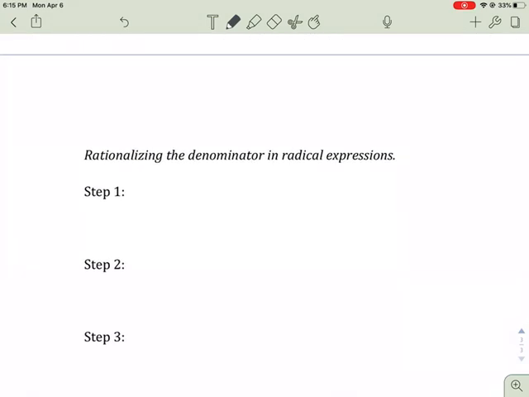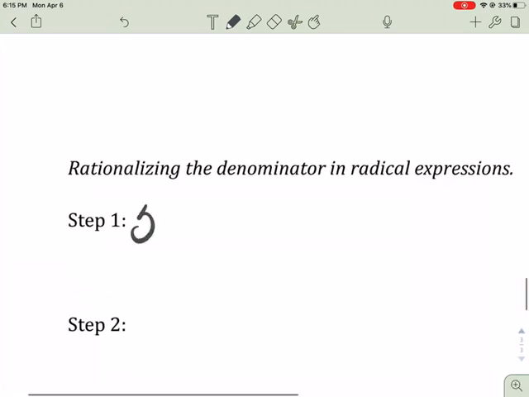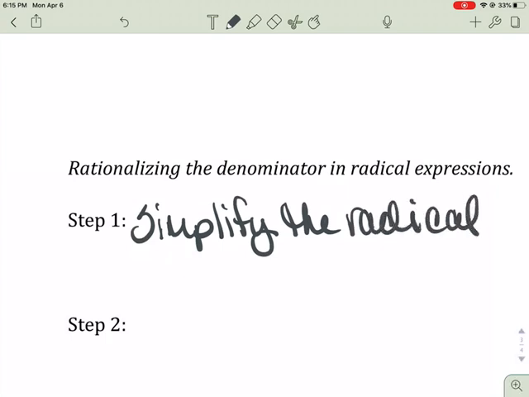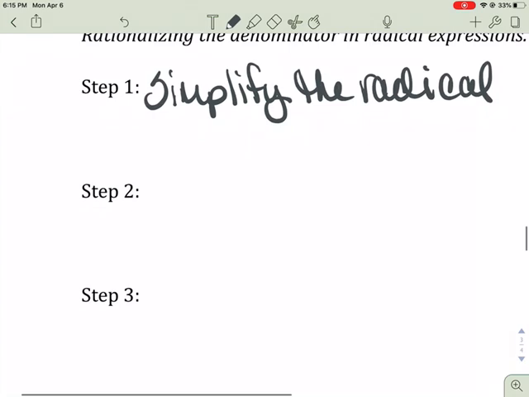Okay, so I have some steps for us to try and help us make this a little easier process. So step one, we're going to simplify the radical as best we can. So simplifying up and down like we did in the previous problems. So we're going to want to simplify the radical. Now, step 2 is we're going to take care of this radical.